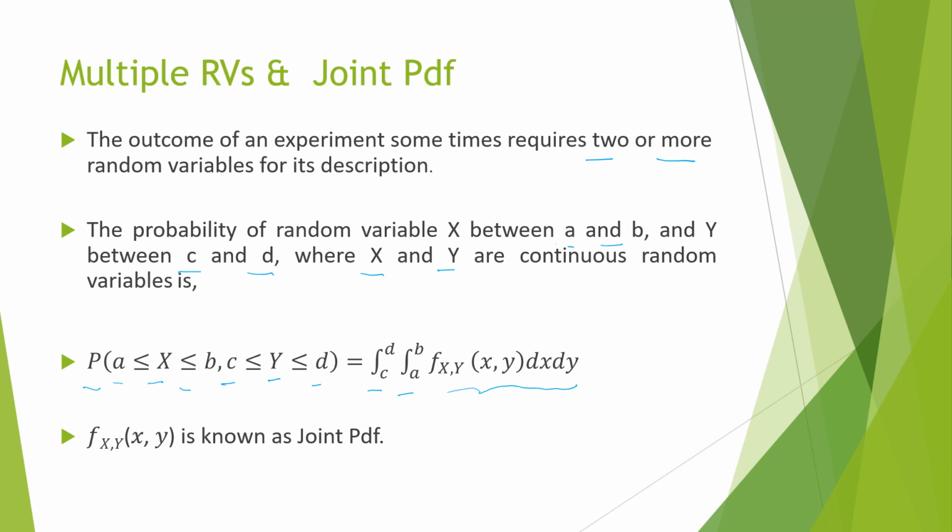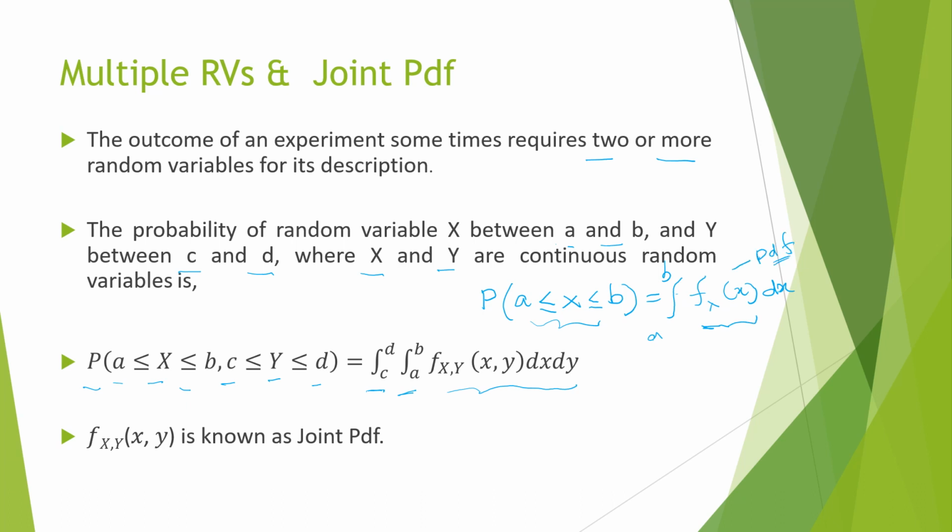The first integral limit c to d indicates the interval for the y random variable, and the integral a to b gives us the interval of the x random variable. Now at this point we recollect the probability of a single random variable lying between a and b. It is given as the integral a to b of fx(x) dx. This we have already seen. This is known as the simple PDF.